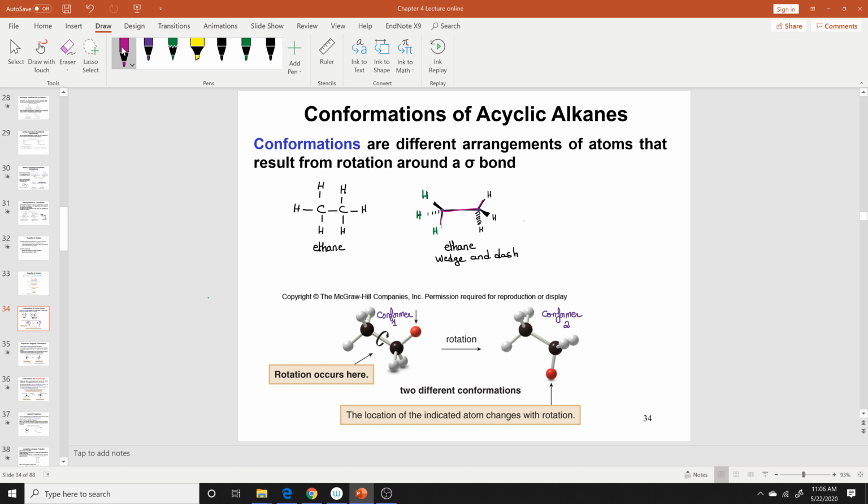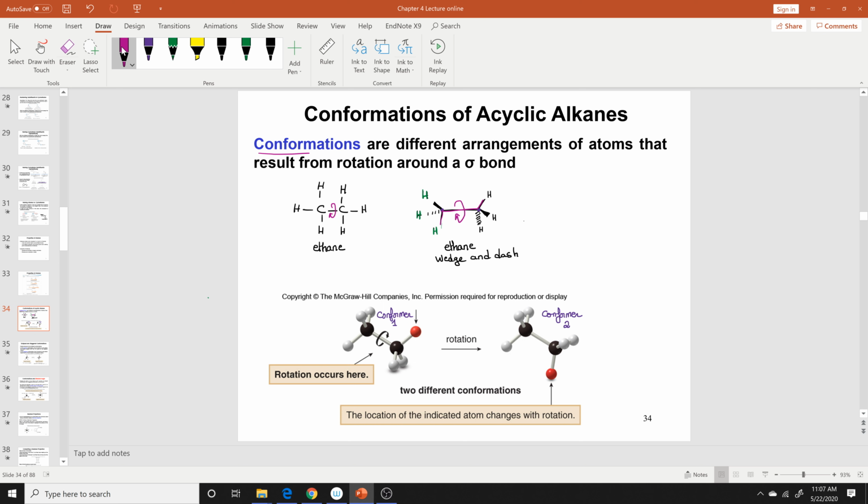The wedge and dash represents one conformation of ethane though. Conformations are different arrangements of atoms that result in bond rotation. We know that there is a free rotation around the carbon single bond carbon, and this wedge and dash representation that you see over there, this is called the staggered conformation of ethane. But if we rotate around the carbon single bond carbon, we will get different arrangements of the atoms, and therefore we will get different conformations.